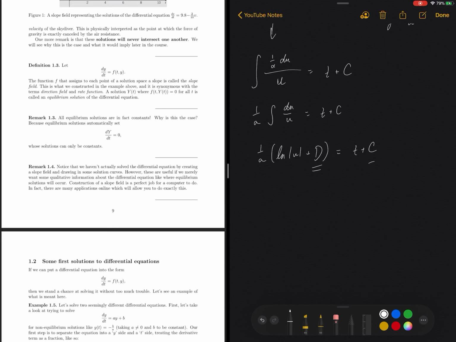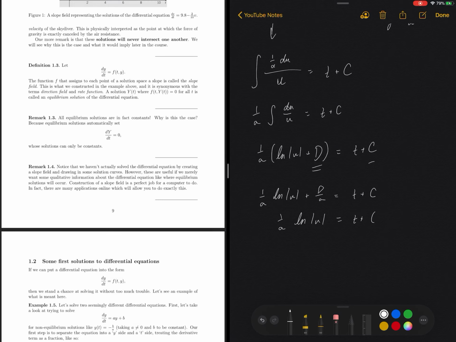And I have two of them at this point. I have a big C and I have a big D constant. So what winds up happening here, 1 over a times natural log of absolute value of u, I'll have a D over a, and that's still just a constant. And what I want to do here is make life as simple as possible.